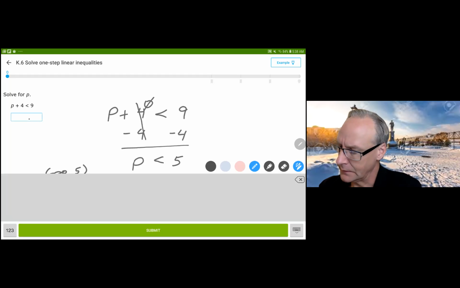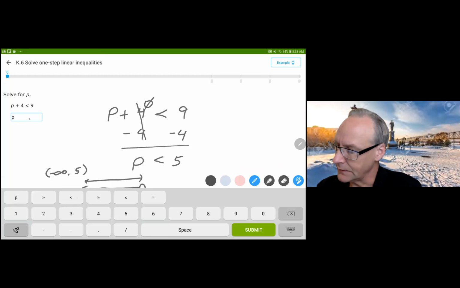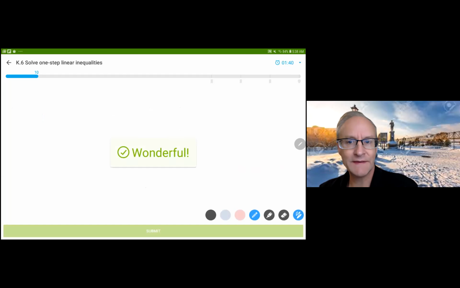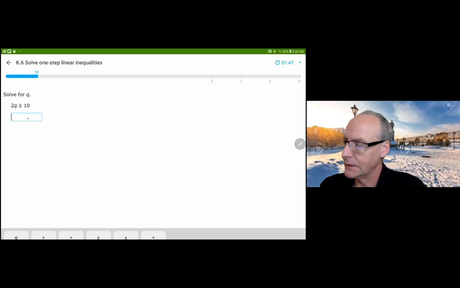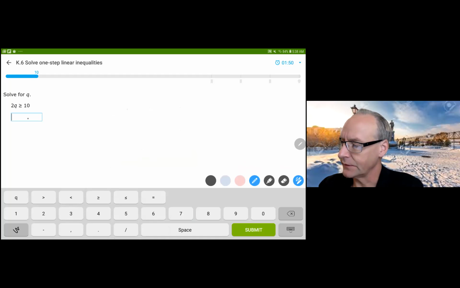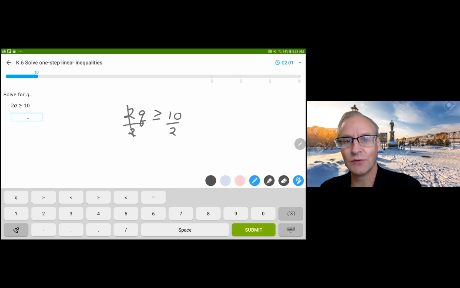Let's go with p is less than 5. And then I'm just going to move right along here. In this one, we're going to divide by 2 on both sides. And I guess I should include this one as well. 2q is greater than or equal to 10. And we're going to divide by 2 on both sides. We're using the division property of inequality. And q is greater than or equal to 5 in this case.